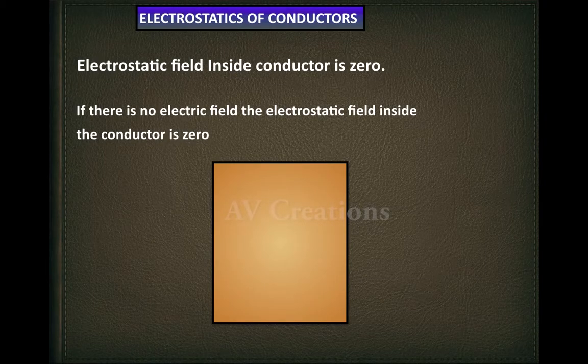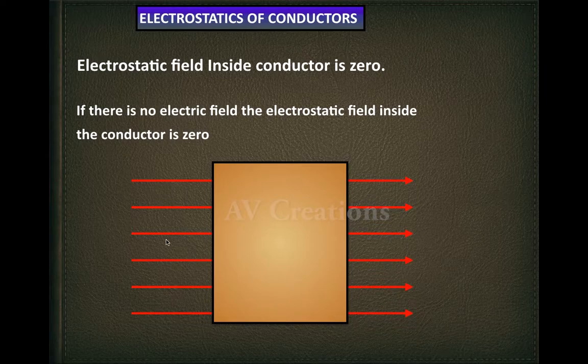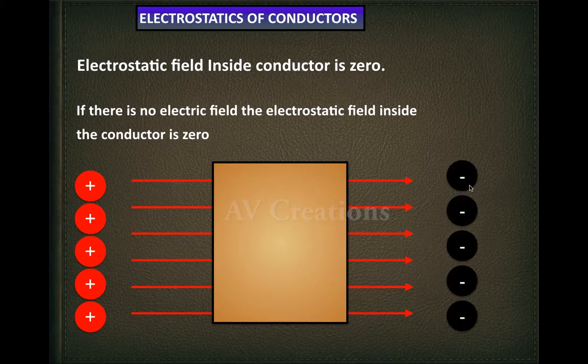We are considering a conductor. It has free electrons and it can conduct electricity, and we are applying an external electric field. Electric field lines start from positive and end in negative, so the direction of the external electric field is from left to right. This is the direction of the external electric field E0, E outside.